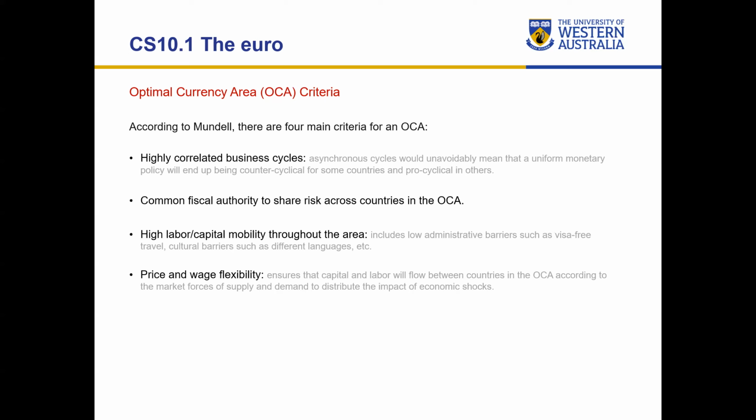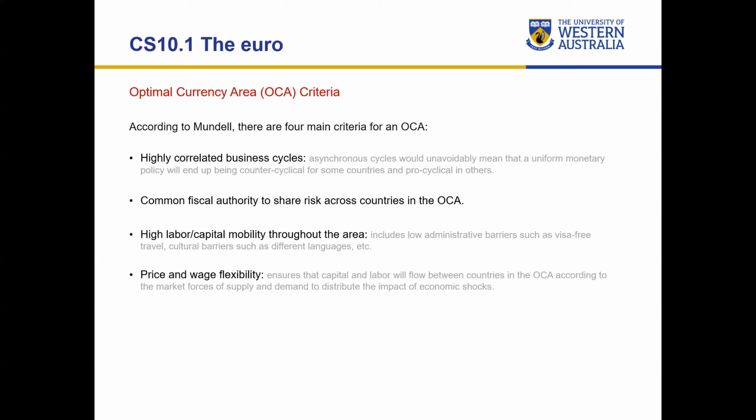Now remember, these are theoretical criteria that, if satisfied, make the countries we're examining ideally suited for a common currency. It turns out you don't need to satisfy all of these, but if you did, it would be an ideal situation. Now in Australia, we don't satisfy number one, highly correlated business cycles, but we do have a common fiscal authority. And the importance of that goes like this.